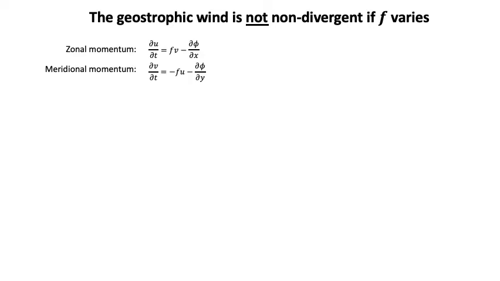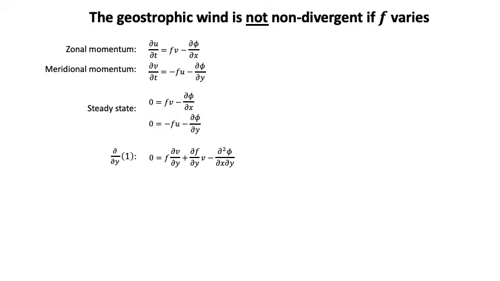We can start from the zonal and meridional momentum equations, du/dt and dv/dt, where we put the Coriolis term and the pressure gradient terms on the right-hand sides. We'll assume steady state, like we usually do for geostrophic balance, so we drop the time tendency terms on the left-hand side of each equation. Then we're going to cross-differentiate these equations, taking the y derivative of the first equation.